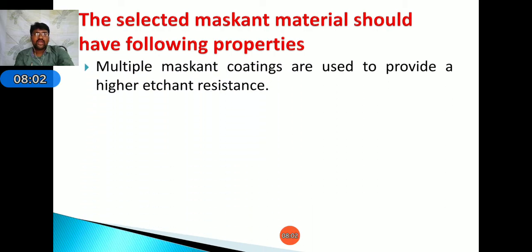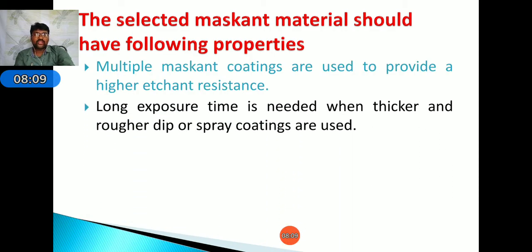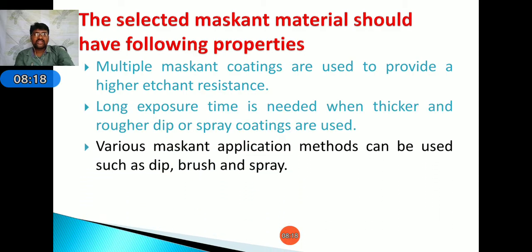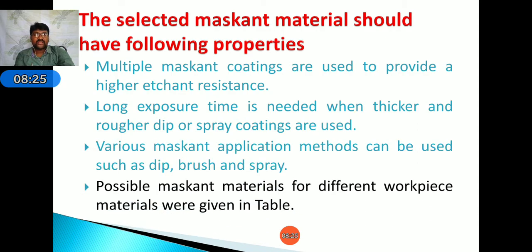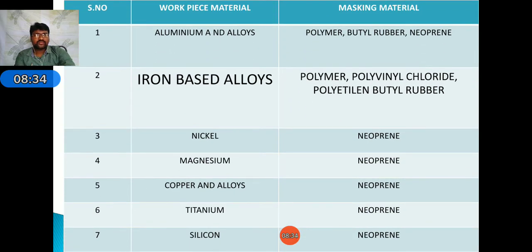Multiple maskant coatings are used to provide a higher etchant resistance. Long exposure time is needed when the material is thicker and rougher. Dip or spray coating are used. Various maskant application methods can be used, such as dip, brush, and spray. Possible maskant materials for different workpiece materials are given in the table observed here.